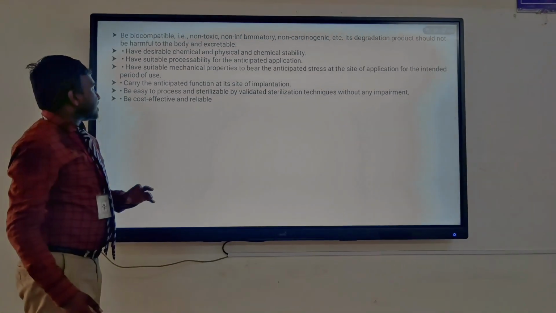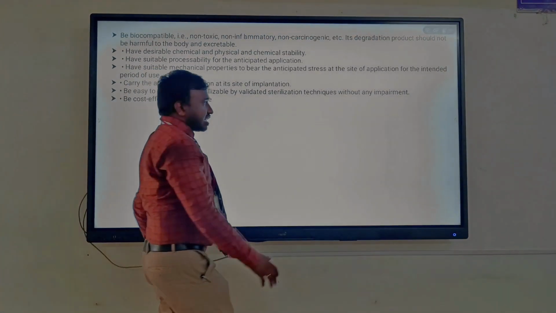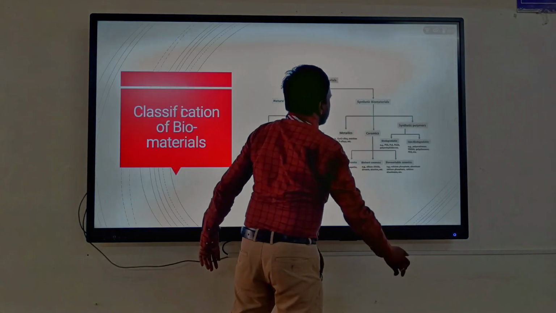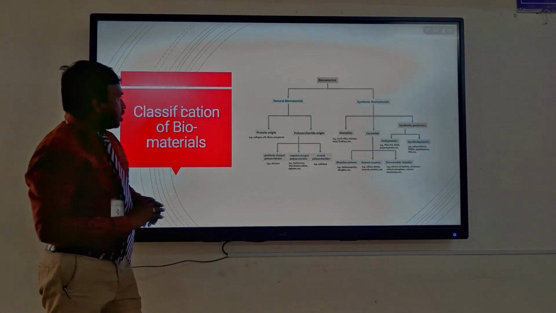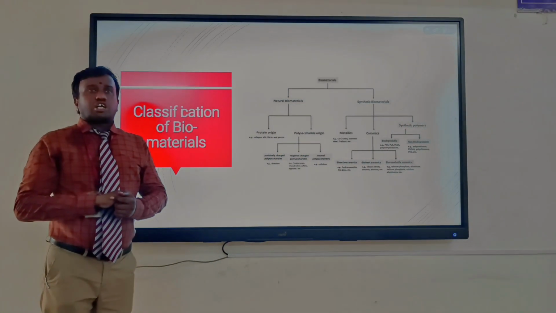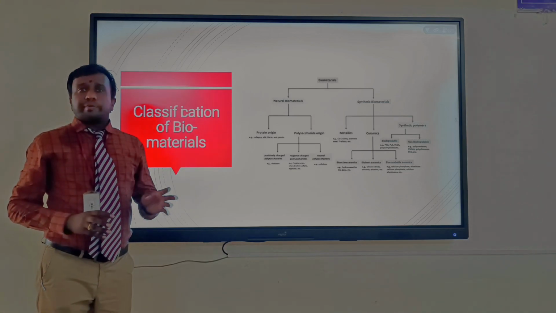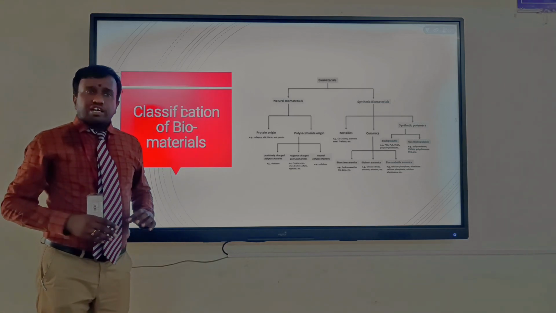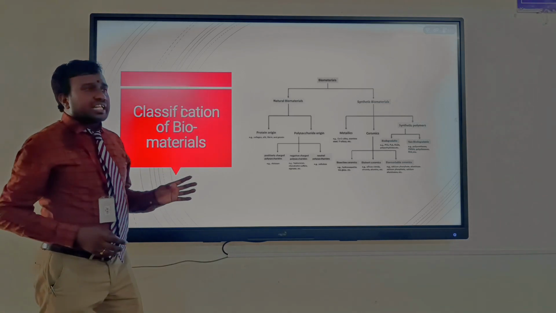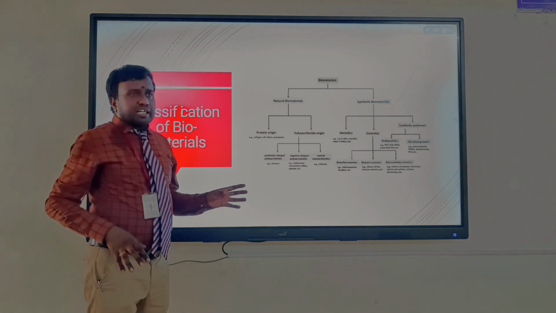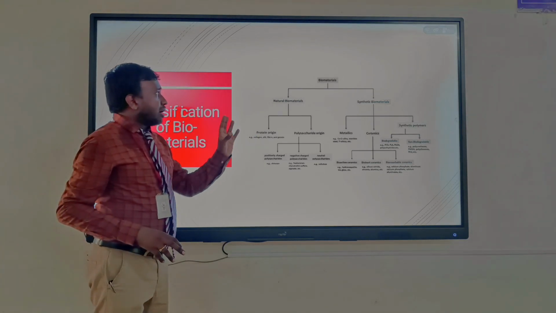So these are some of the properties which I already discussed in the previous slide. Okay, now we are going to see what the different classifications of a biomaterial are. Engineering materials are already classified into three types: metallic materials, ceramic materials and polymer materials. Similarly, we are going to classify the biomaterials.